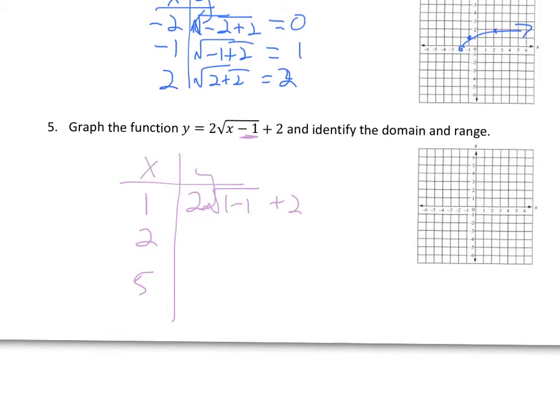So we have square root of 0 is 0. 0 times 2 is 0. 0 plus 2 is 2. So 1, 2 is our first point. The next one, we have 2 minus 1 is 1. Square root of 1 is 1. 2 times 1 is 2. 2 plus 2 is 4. And the last one, we have square root of 5 minus 1 is 4. Square root of 4 is 2. 2 times 2 is 4. 4 plus 2 is 6. So 5, 6. And we see the curve of our graph looks like that. It's a little bit steeper. And that's all you got to do for section 1.